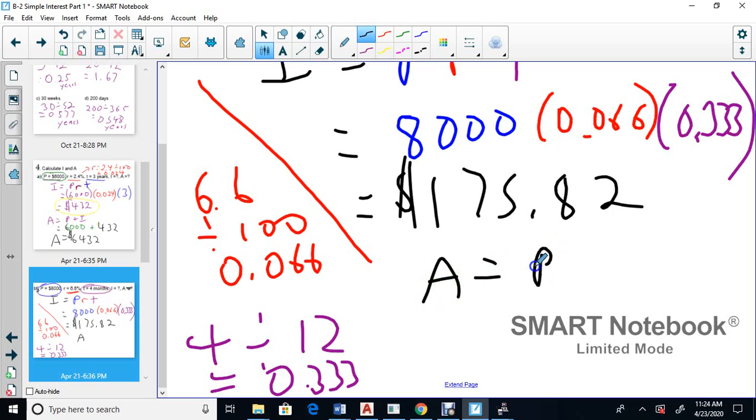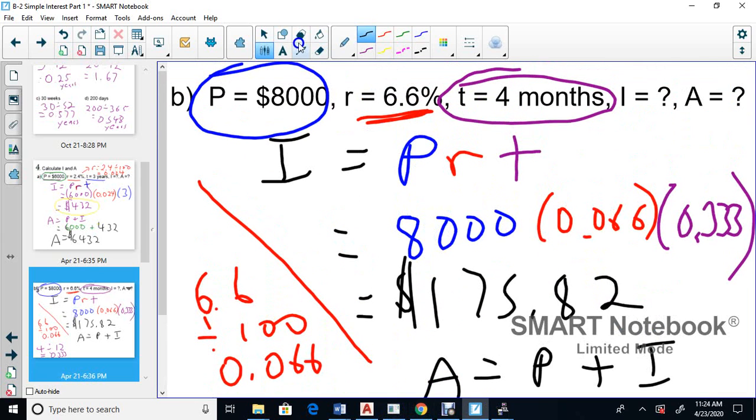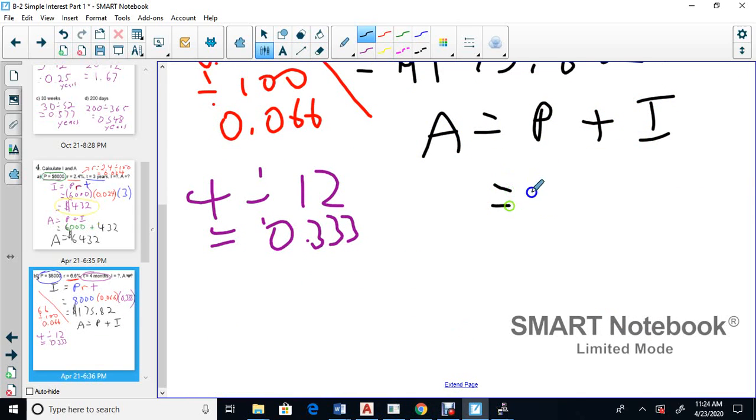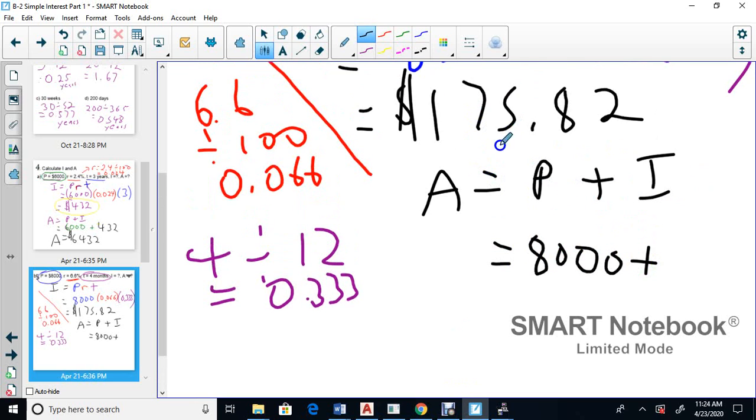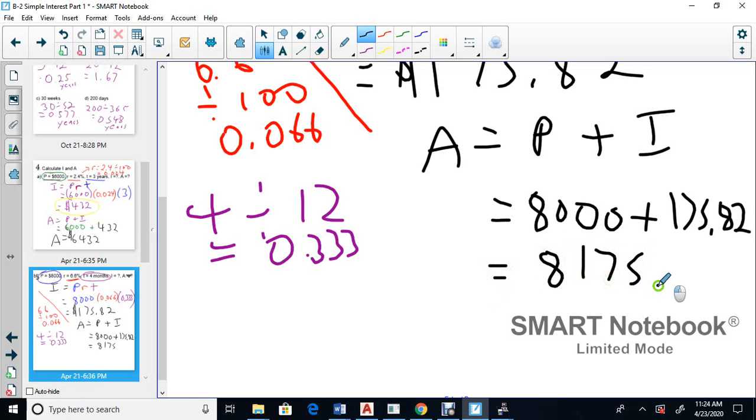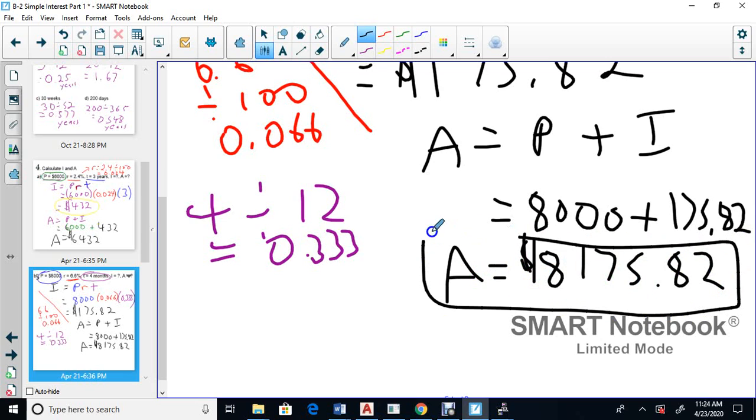So A equals what you started with, which is our principal, plus I, which is our interest. So here we started with 8,000. And then we add our interest, which is how much we earned from the 8,000, 175.82. And then we get an answer. We can go to our calculator, and it should be 8175.82 is the amount we'll have in the bank after so many months. So there's our amount we'll have in the bank.